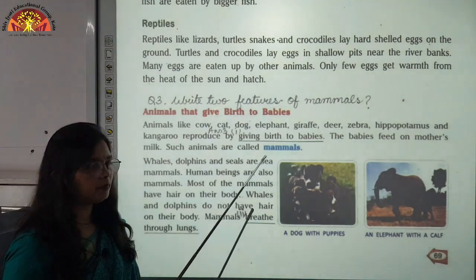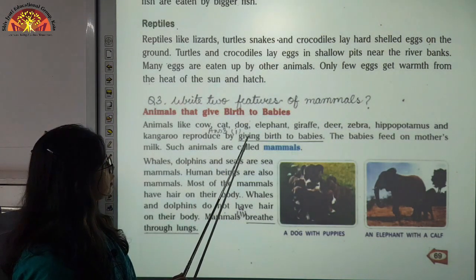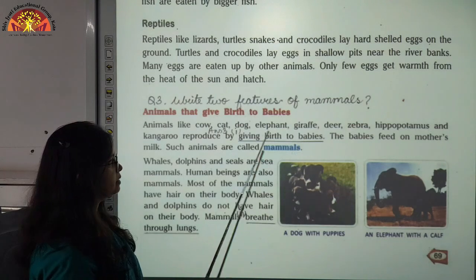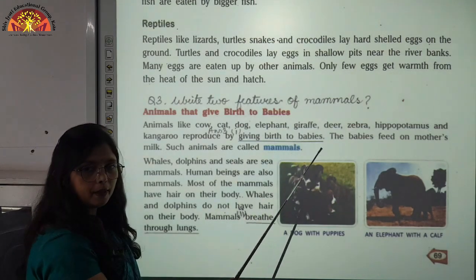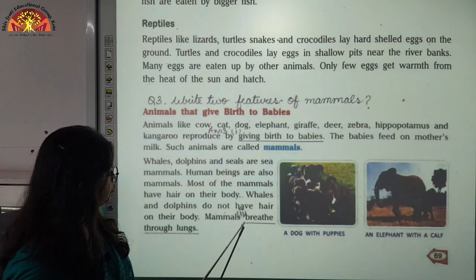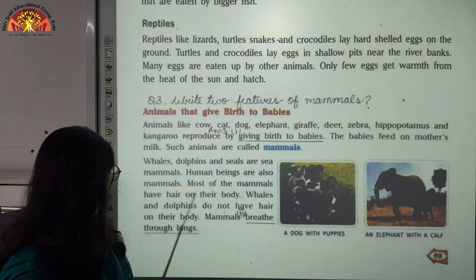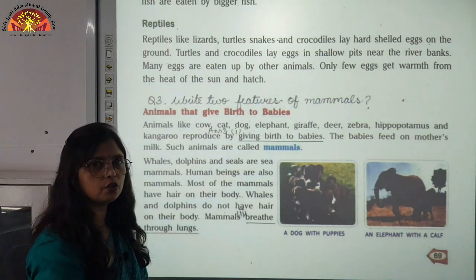So you have to mark them like this. Write answer 3 here. Mark point 1 over here, giving birth to babies. Underline this complete sentence, giving birth to babies. And the second point is here in the last line, you underline it from breathe till lungs, breathe through lungs. This way you have to mark the internal question.